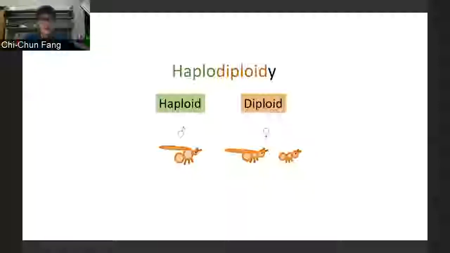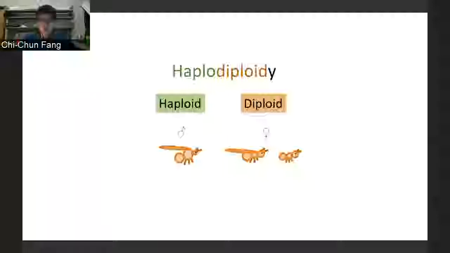So if the egg got fertilized, it will become a future queen or a future worker, which is female, right? If the egg didn't get fertilized, it can be a trophic egg or it can be a male, right?